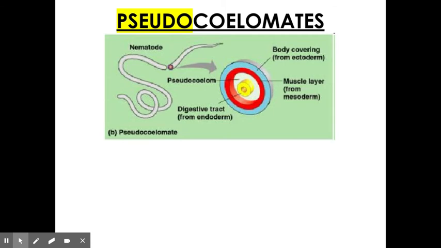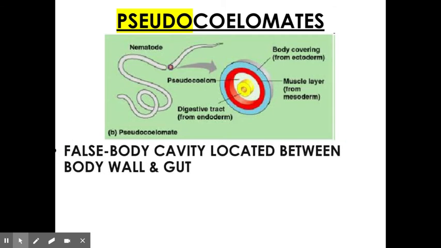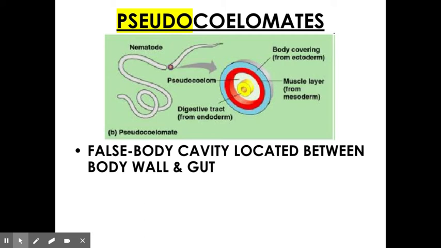Next is a pseudocoelomate. The prefix pseudo means false. So this is actually what scientists call a false body cavity located between the body wall and the gut. The reason it's a false body cavity is that you can see there's no muscle layer surrounding the gut, so it basically just goes body wall, fluid, gut, or digestive tract. And if that fluid leaks out, like if the worm were to get cut in half and the fluid leaks out, the body cavity can't maintain its shape. It has to have the pressure of that fluid. And so scientists say it's a false body cavity.